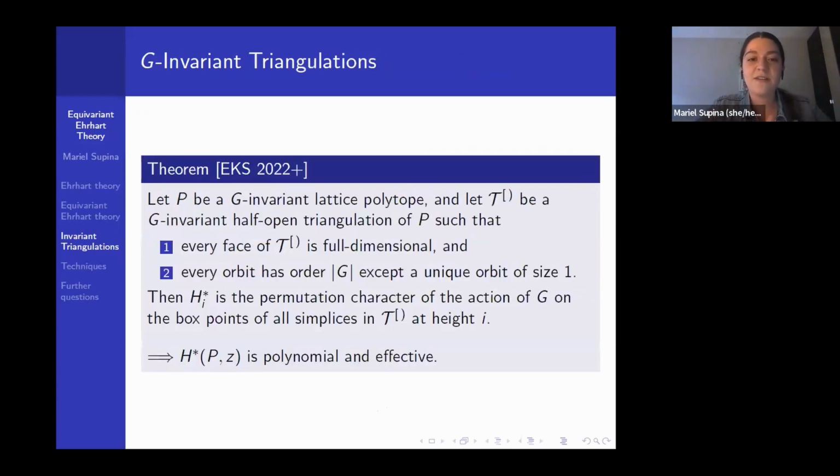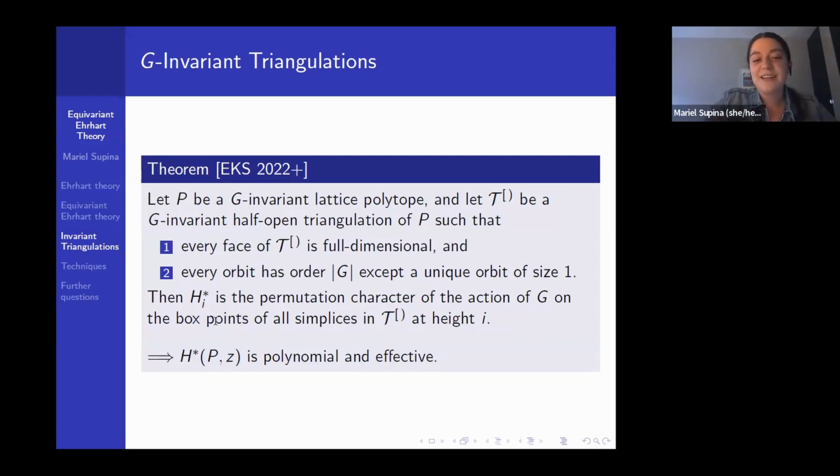And so Sophia, Donghyun, and I found that, basically, there are two versions of this theorem, but they're both saying that if you have some triangulation that obeys some really specific condition, then you can construct the H star series from that. So I give you one example here. We say if we have a G-invariant lattice polytope with a G-invariant half-open triangulation where every face of the triangulation is full dimensional and every orbit under the group has size |G| except a unique orbit of size 1, then we get exactly what we want.